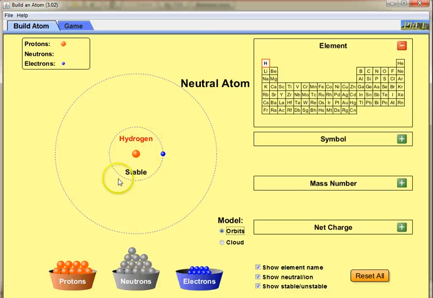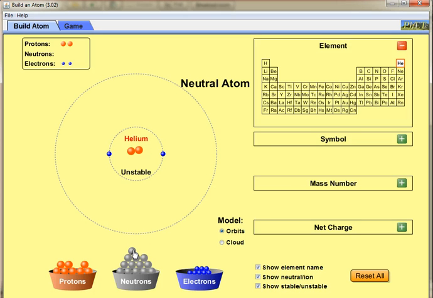So let's do that. We'll add another proton and electron. Okay, so we'll keep that way. Basically now you can see that there are two protons. It is a helium atom and it is not stable. To stabilize it, what do we need? We need neutrons. Yes, it is not a stable atom.